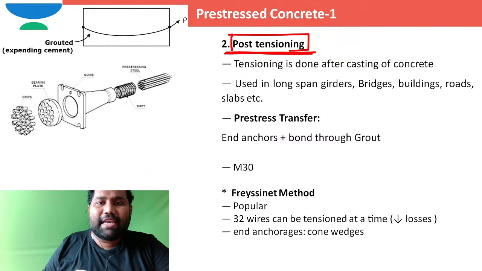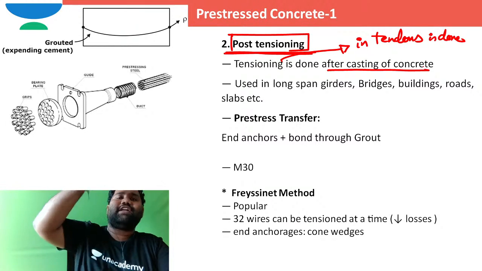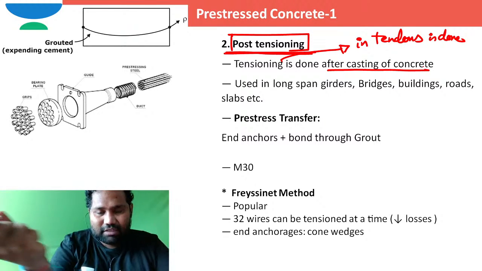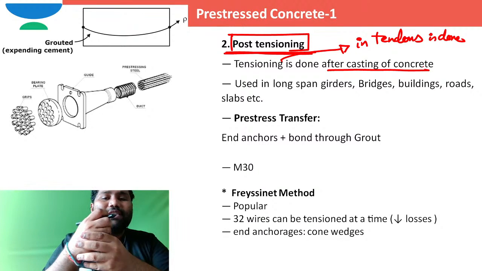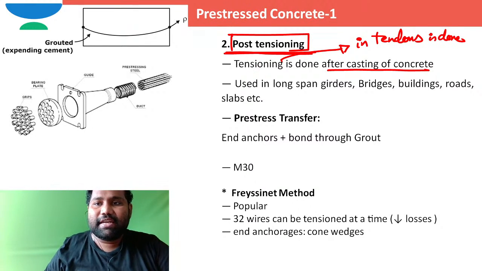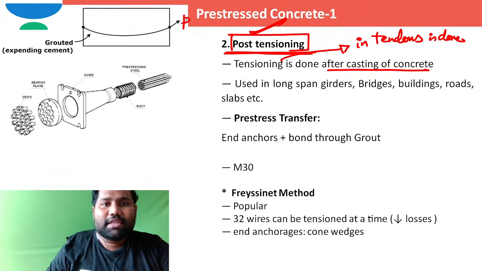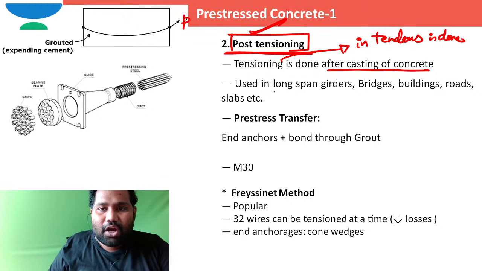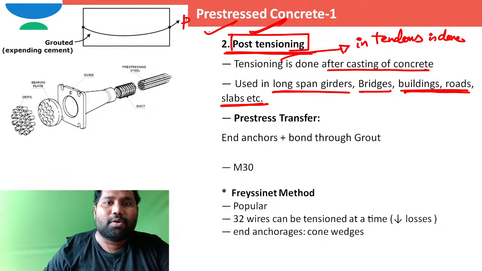Tensioning in tendons is done after casting of concrete. That is, after casting of concrete, the tendons are tensioned. That type of pre-stressing is nothing but post-tensioned concrete, right? So tensioning in the tendons is done after casting of concrete. This type of post-tensioned concrete is used in long-span bridges, buildings, roads and slabs. All these are manufactured by post-tensioned concrete.